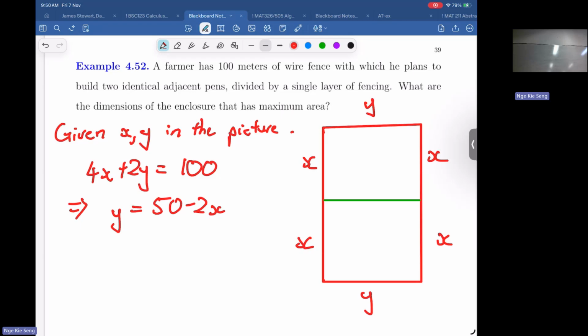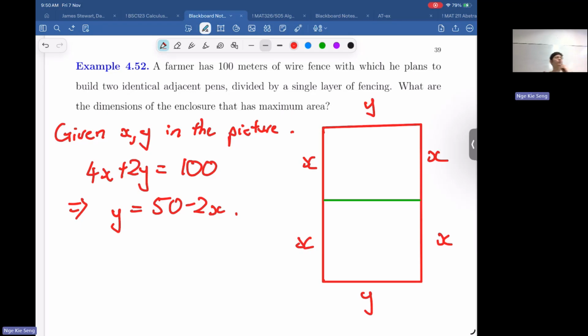Because you really only have 100 meters of it. You cannot get more than it. So this very accurately describes the real situation here. But now the question is about area.